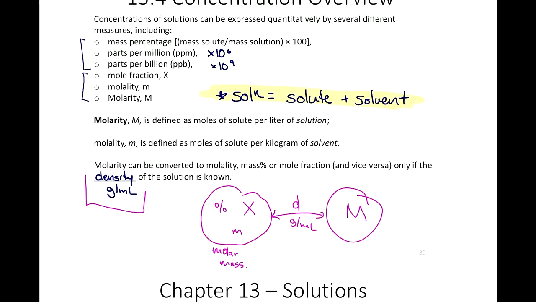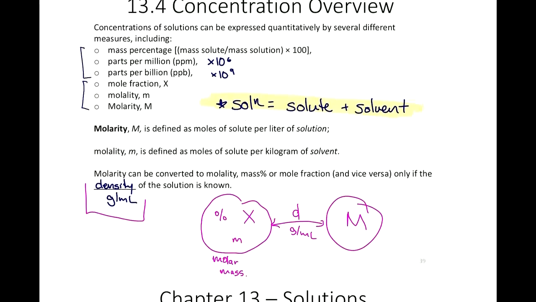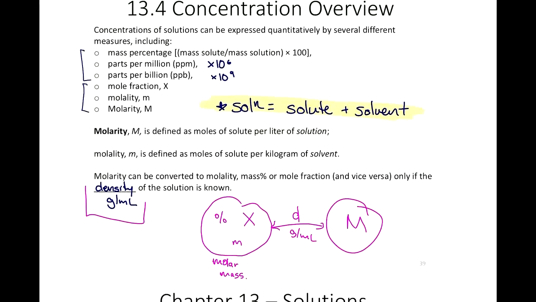So that's how I understand it in my head. If you want to go from molarity to mass percentage, do you need to know density? Yes, because they live on different islands. So that's how I remember it. Those are our different concentrations. We're going to bring back molality in probably a couple minutes.